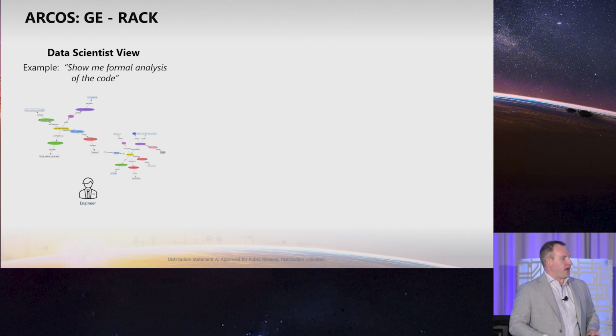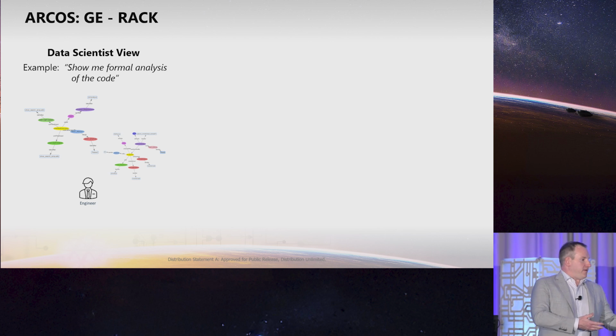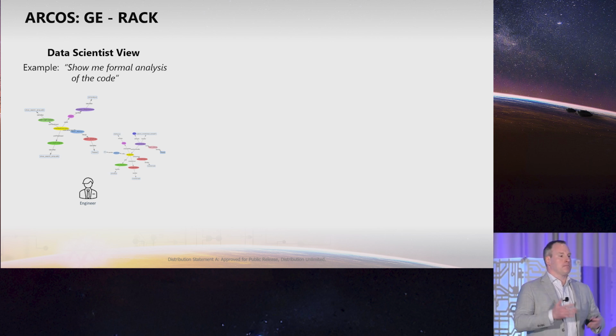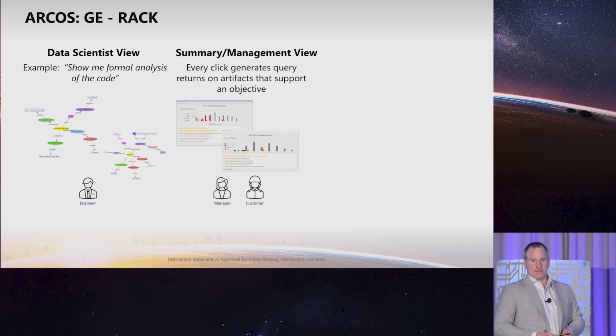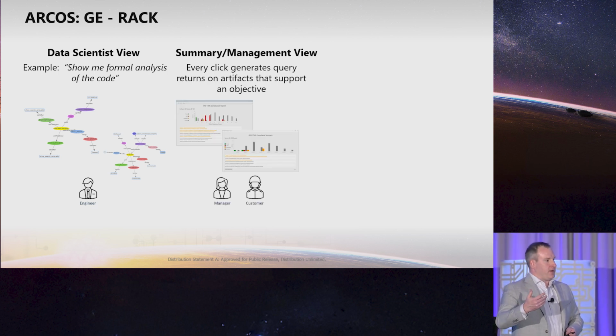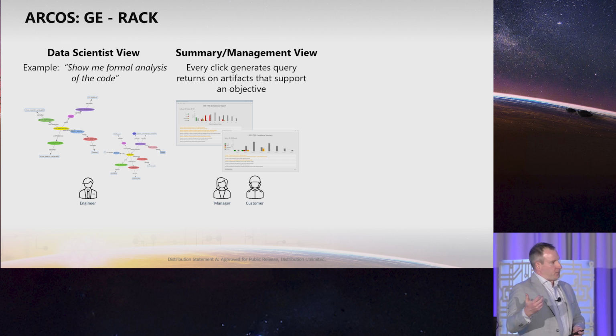So if you're the data scientist or the frontline development engineer, show me how a formal analysis of my change impacts this code. What's the blast radius of my change? What else have I broken if I change this? Or what have I not? But that's very different from your manager. They need to see a dashboard of where do I stand in this accreditation process?